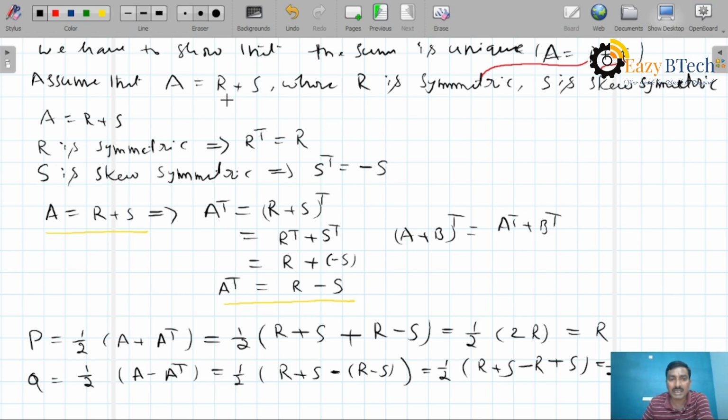So here A equals P plus Q, already we proved. If you take A equals R plus S, then R equals P and S equals Q, already proved here. Therefore, this sum is unique. So this is our required solution.